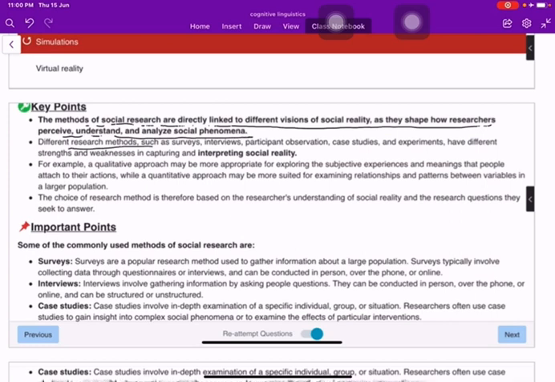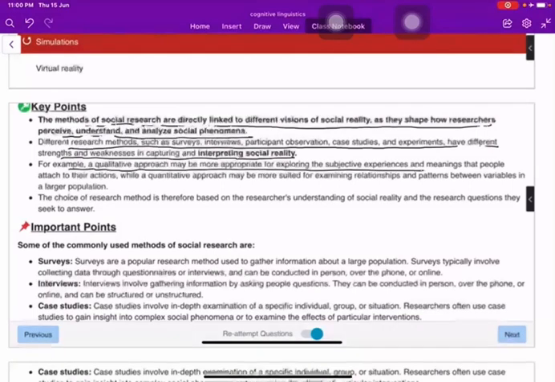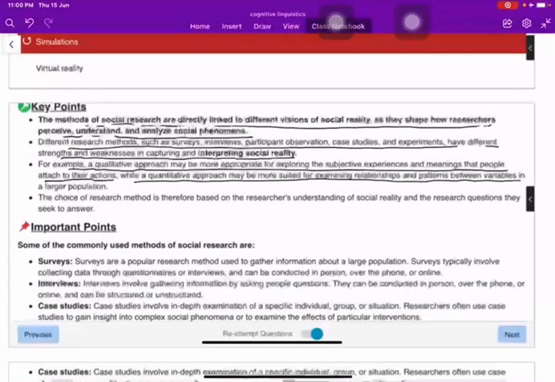Different research methods such as surveys, interviews, participant observation, case studies, and experiments have different strengths and weaknesses in capturing or interpreting social reality. For example, a qualitative approach may be more appropriate for exploring the subjective experiences and meanings that people attach to their actions, while a quantitative approach may be more suited for examining the relationships and patterns between variables in a larger population.